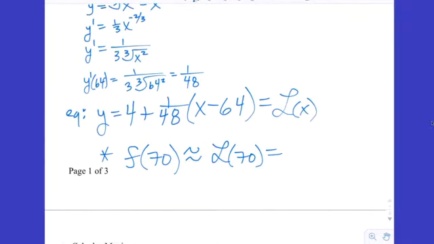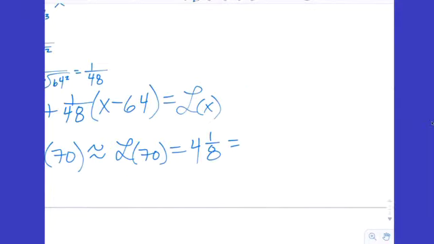And now all we've got to do is plug 70 into the equation of the line. 70 minus 64 is 6, right? 6 over 48 simplifies down to 1/8. So we're left with 4 and 1/8, or 4 plus 1/8, which as a decimal is 4.125. So there you go.